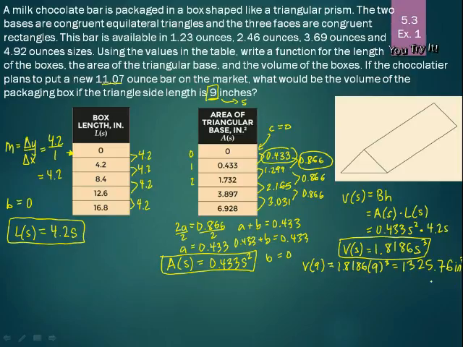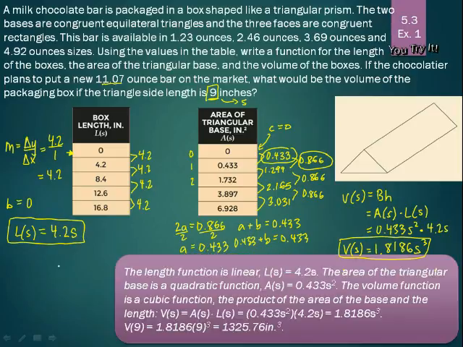Let's summarize all of our answers here. The length function is linear: L of s equals 4 and 2 tenths s. The area of the triangular base is a quadratic function: A of s equals 433 thousandths s squared. The volume function is a cubic function, the product of the area of the base and the length: V of s equals A of s times L of s equals 433 thousandths s squared times 4 and 2 tenths s, which equals 1 and 8,186 ten-thousandths s cubed. V of 9 equals 1 and 8,186 ten-thousandths times 9 cubed, which equals 1,325 and 76 hundredths inches cubed.